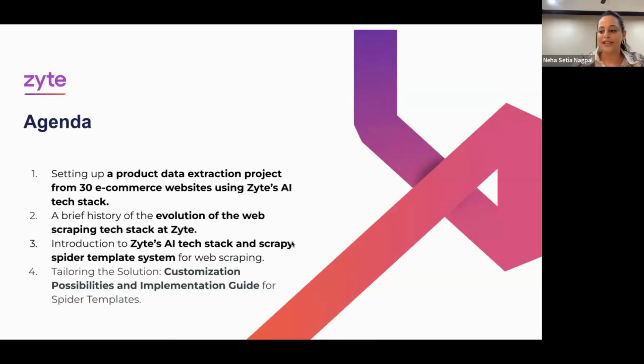So the agenda of today's workshop looks something like this. We'll straight away get into setting up a product data extraction project from 30 e-commerce websites using Zyte's AI tech stack, which is Zyte's AI scraping tool. This workshop will be divided into 4 parts, and we'll spend approximately 15 minutes on each of these 4 parts.